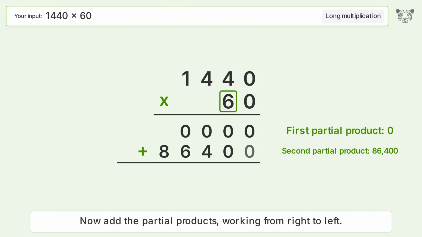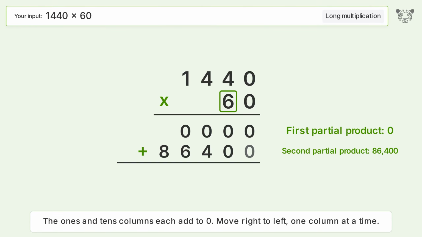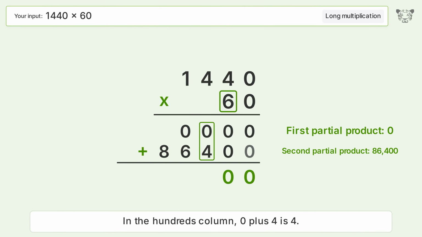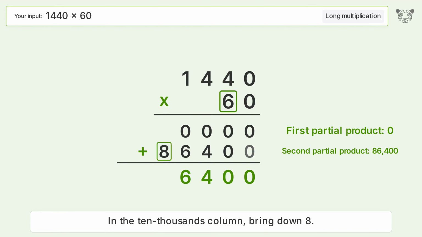Now add the partial products, working from right to left. The ones and tens columns each add to 0. Move right to left, 1 column at a time. In the hundreds column, 0 plus 4 is 4. In the thousands column, 0 plus 6 is 6. In the ten thousands column, bring down 8.